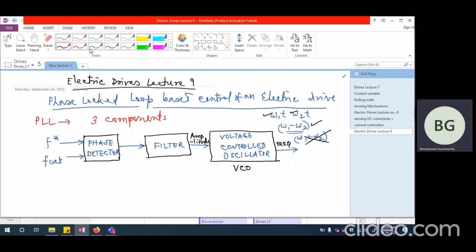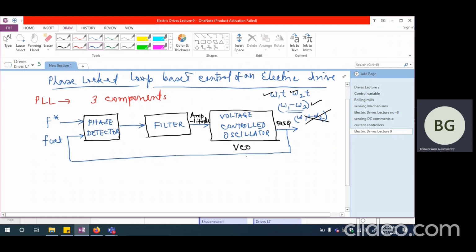Now, the frequency that comes out will be again fed back to one of the inputs of the phase detector. That is going to be the actual frequency, F act. So this is the basic working of PLL. The voltage controlled oscillator will be continuously getting signals from the filter through the phase detector such that ultimately the frequency what is coming out here will match with that of the reference frequency. The two will exactly match with each other.